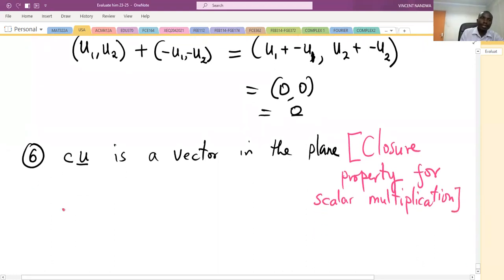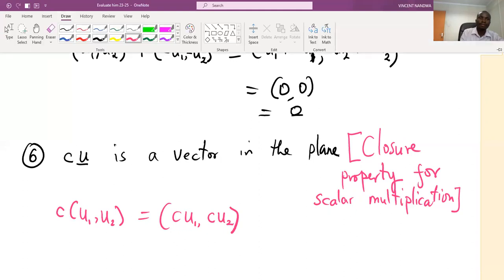For example, if you say C and then U is U1, U2, it will be C U1 and then C U2. You see the result is still the same structure for all vectors in the plane. It's one number, then another number. So that's why I'm saying that CU is just another vector in the plane.